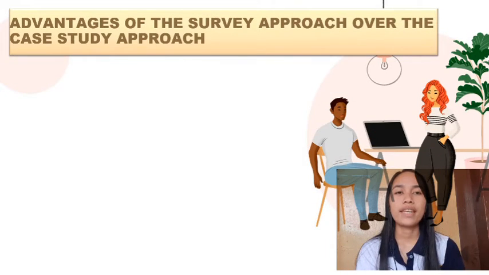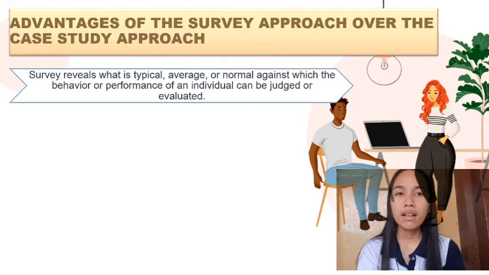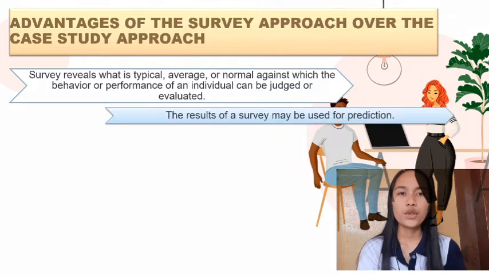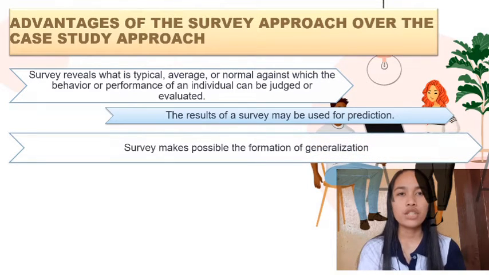Advantages of the survey approach over the case study approach. Survey reveals what is typical, average, or normal against which the performance of an individual can be judged or evaluated. The result of a survey may be used for predictions. Because of the larger number of people being asked the questions, this serves as generalization based on the responses. Survey makes possible the formation of generalization because the sample has a high degree of representativeness. The more people being asked or studied, the more information this could give.